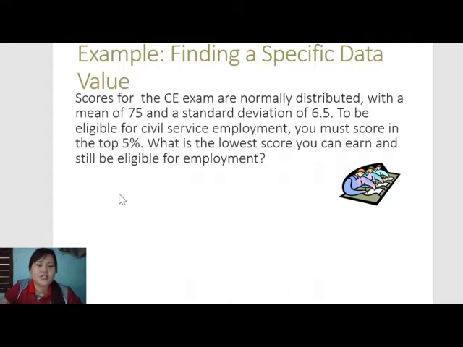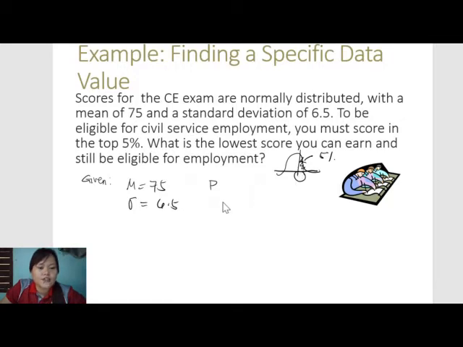Okay, so let's have the given. Okay, the given was mean of 75 and standard deviation of 6.5. Okay, we are actually given a probability na top 5%. Okay, so top 5%, ibig sabihin ito yun. Okay, so to the right, okay? Hanapin natin ngayon yung z value ng to the right ng top 5%.